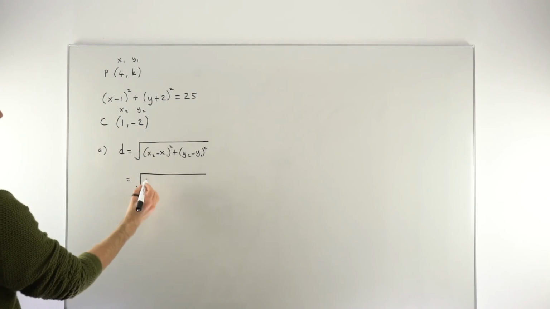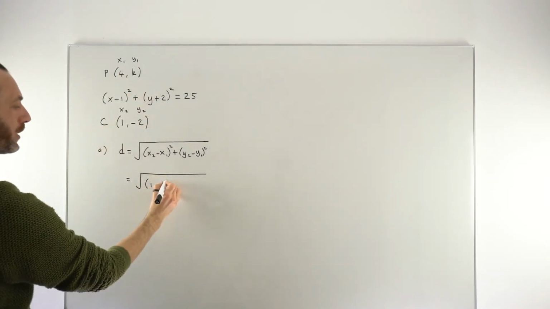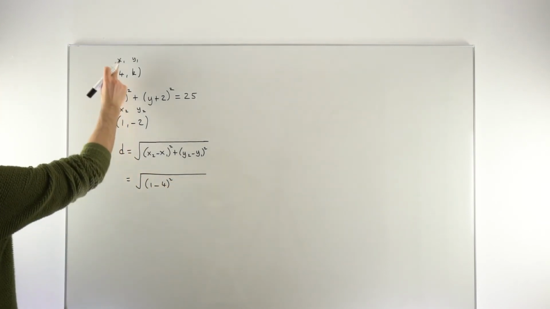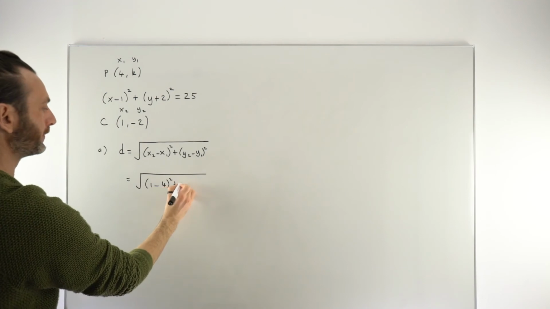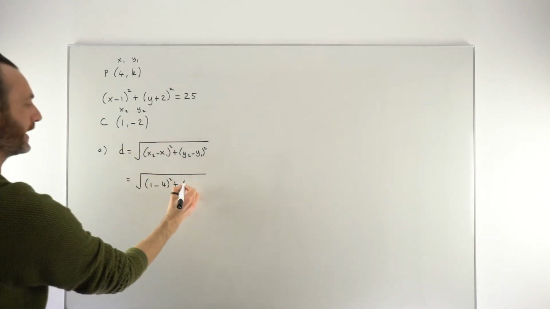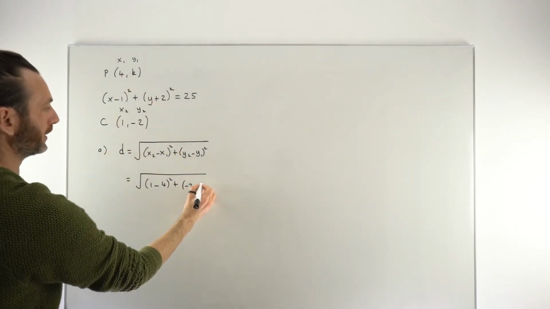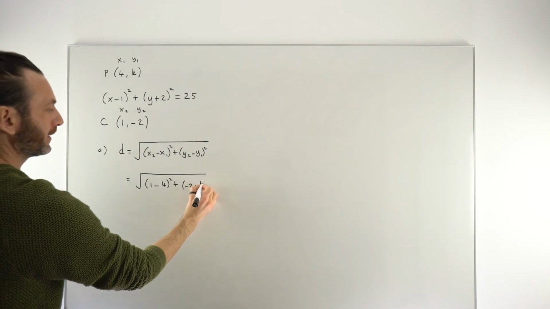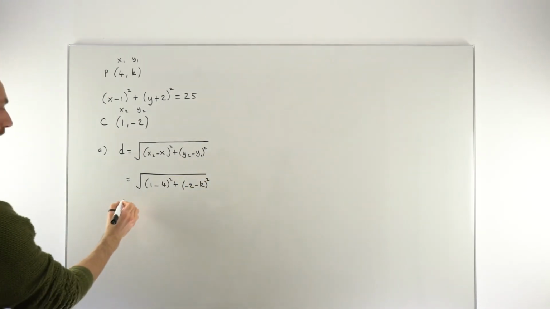So our x2 is 1. So we're going to get 1 minus our x1 value, which is 4. It doesn't matter, by the way, if you make this x1 and y1 or x2 and y2. It doesn't matter on the allocation like that, as long as you're consistent with the way you do it. So then y2 here is negative 2 and y1 is k. So it's going to be like this. Okay, and then we can just carry on from there.